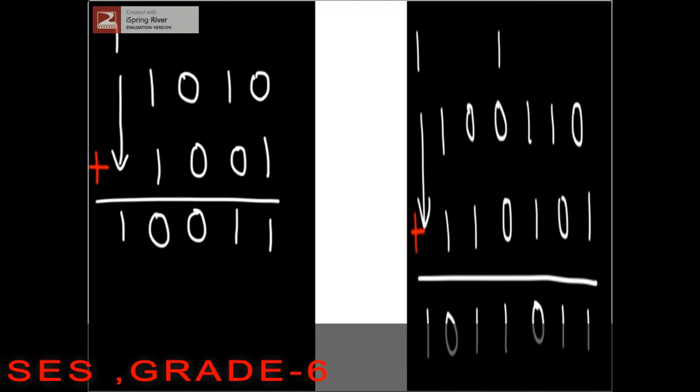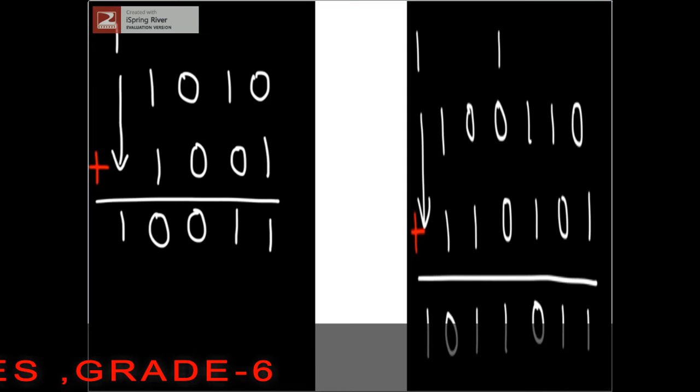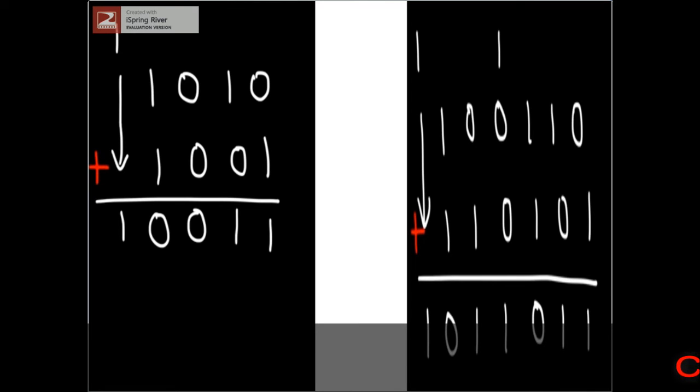Next example, 1001110 with 110101. 0 plus 1, 1. 1 plus 0, 1. 1 plus 1, 10. 0 will be written and 1 will be carry over. That 1 will be written at the answer. Then again 0 plus 1, 1. 1 plus 1, 10. So answer is 1011011.